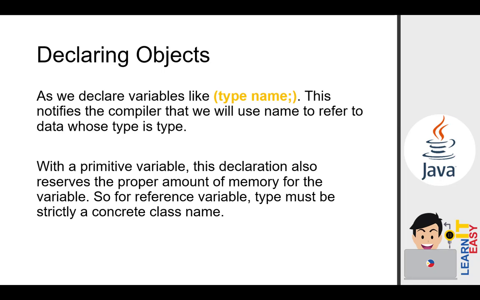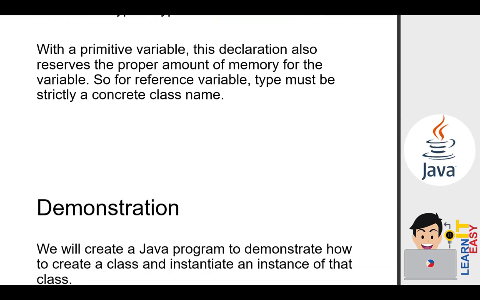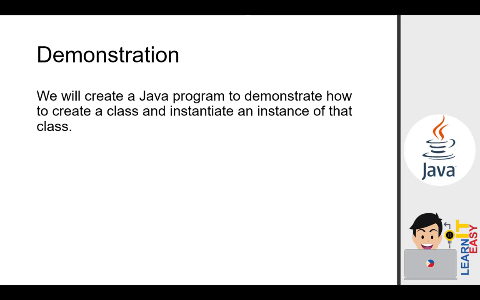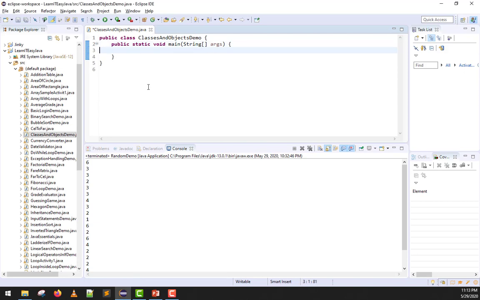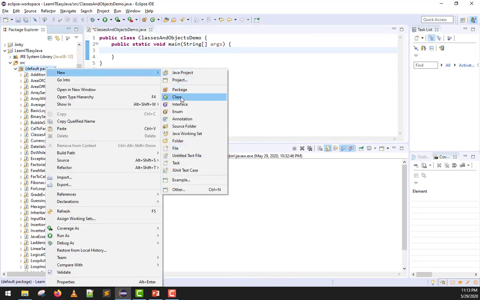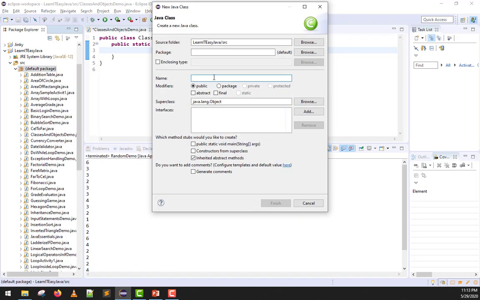So para mas magets natin, without further ado, we are now going to start the demonstration. We will create a Java program that will demonstrate how to create a class and instantiate a class, or an instance of that class. I have here my class already created named ClassesAndObjectsDemo. So, meron na rin tayong main method dito. Ngayon, to give you an example, gagawa tayo ng class sa isang separate na file. So, gagawa ulit ako ng bagong class at papangalanan ko tong Dog.